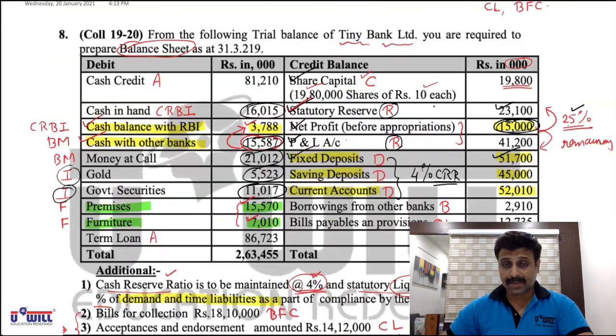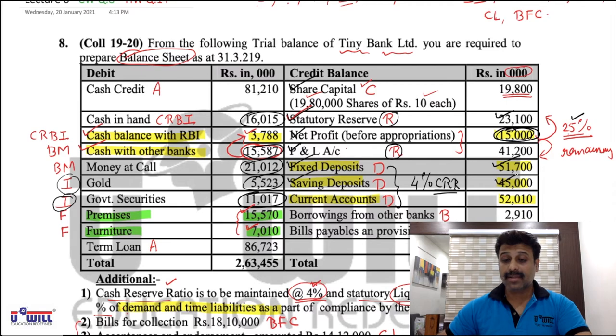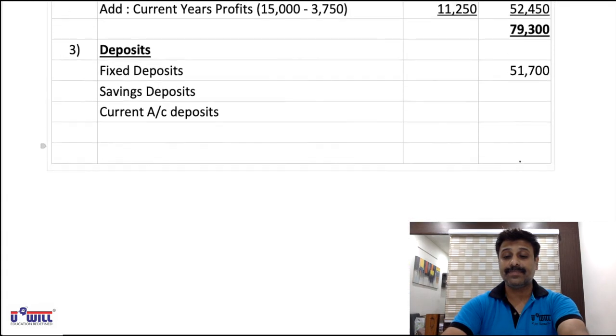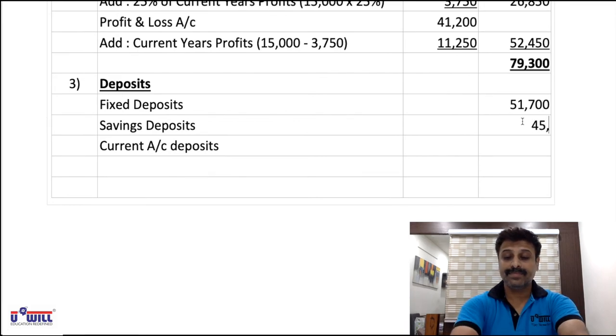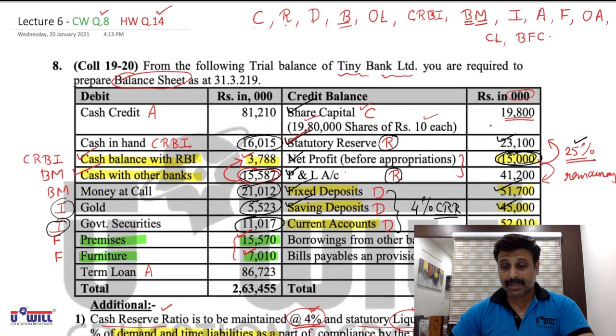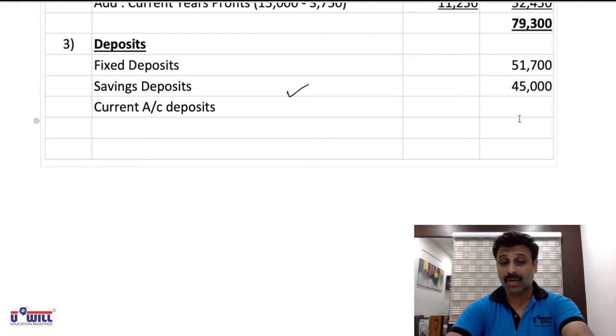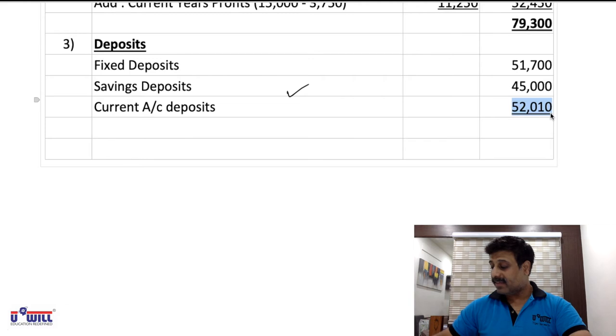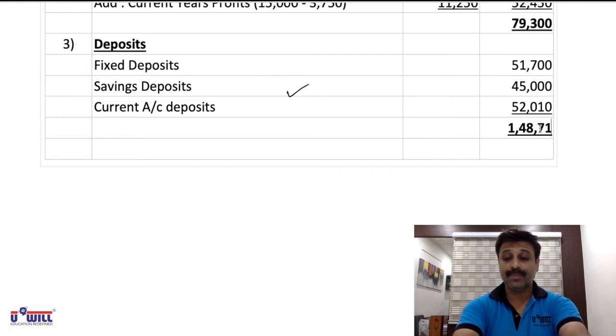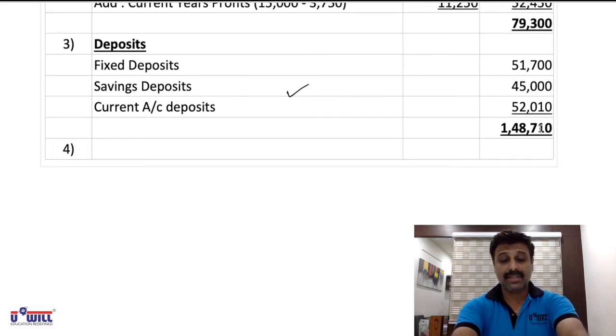How much are savings deposits? 45,000. So savings deposits, 45,000. And how much are current account deposits? 52,010. Put a tick on that. This is also recorded. So current account deposits, 52,010. The total of these three we had already done in the workings also. 51,700 plus 45,000 plus 52,010, that comes to 148,710. So deposits is done.